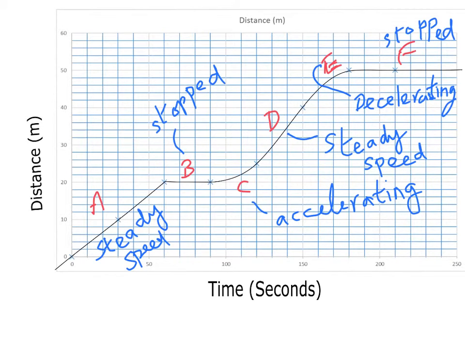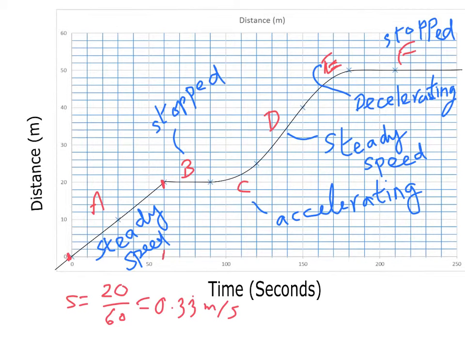The other thing you can do with a distance time graph is calculate speed for different sections. So let's look at the straight section from A to B. You can see it's covered a distance of 20 meters. So the speed for that section A is 20 divided by the time taken. You can see that is how long it's taken, 60 seconds. So 20 divided by 60, and that gives you 0.33 recurring meters per second. So you can work out the speed from straight sections.